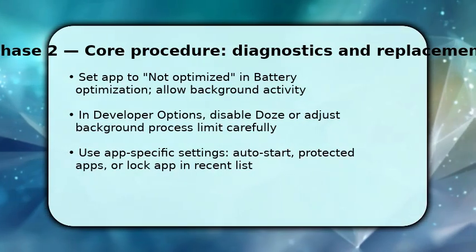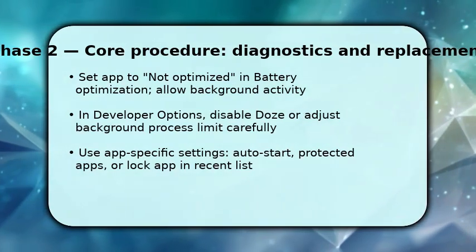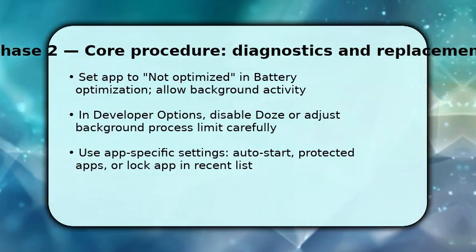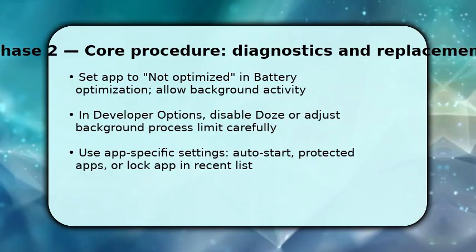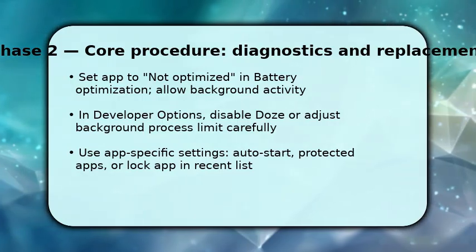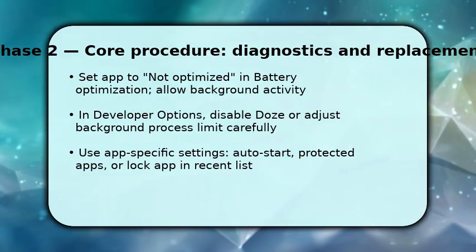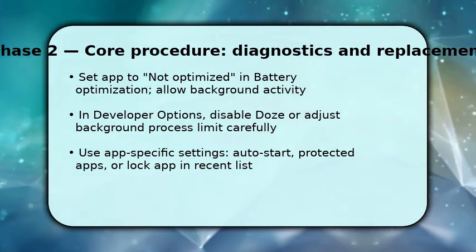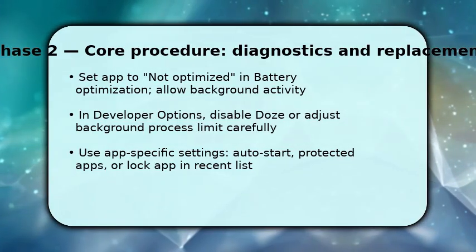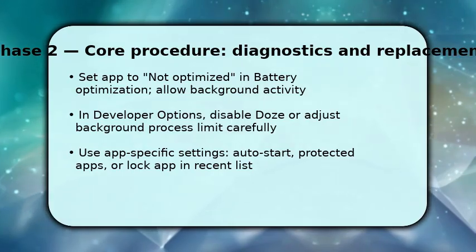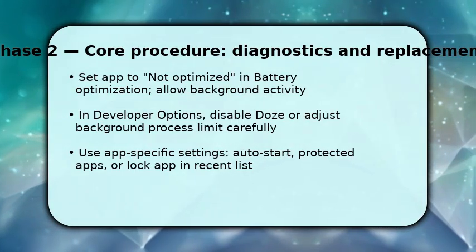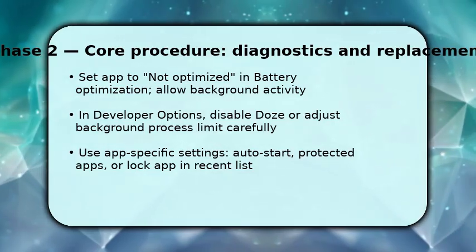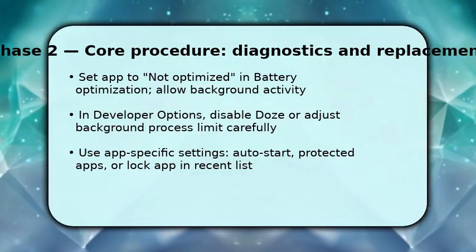Now, change the app-specific and system-level behaviors so your app can run reliably. First, set the app to not optimized in battery optimization and allow background activity. That prevents automatic app suspension. Then, in developer options, adjust DOZE settings or raise the background process limit. This reduces aggressive culling. Also, enable any vendor features like auto start, protected apps, or lock the app in the recent apps list, because these vendor toggles often override generic Android rules.